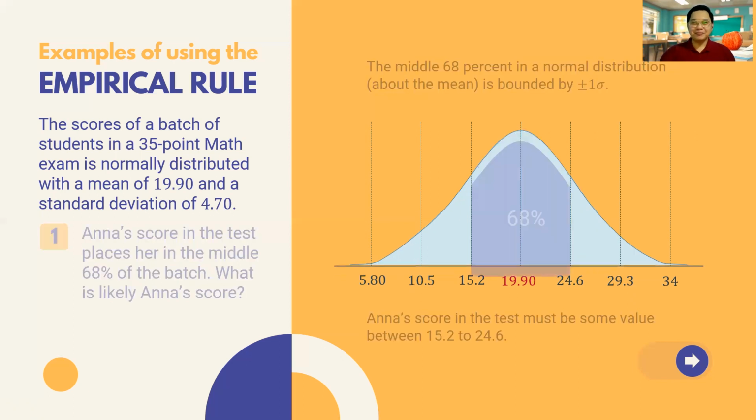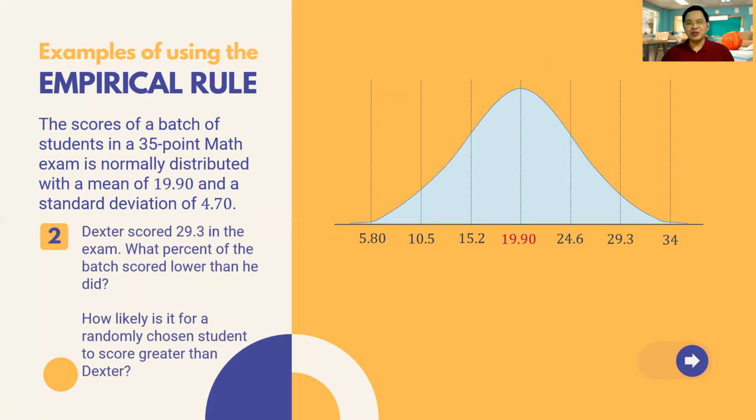All right, let's proceed with question number 2. Dexter is another student who took the test, but he scored 29.3 in the exam. So that's 29.3 out of the 35. What percent of the batch scored lower than he did? Let's answer this question first before we proceed with the second one.